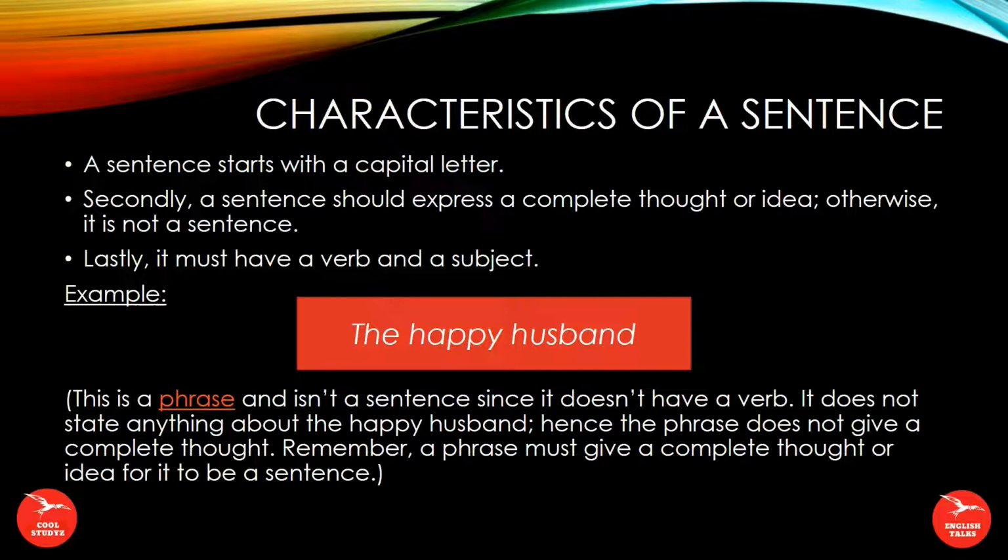Happy husband. Where is the verb? No verb is there. And it does not state anything about the happy husband. Hence, the phrase doesn't give a complete thought. Remember, a phrase must give a complete thought or idea for it to be called as a sentence. See, a happy husband, we don't have any idea about what exactly he is doing or anything about a happy husband. It's just a normal phrase and the idea is totally incomplete. That's why you cannot call the happy husband as a complete sentence. Hope you guys understand the point. Yes, right.